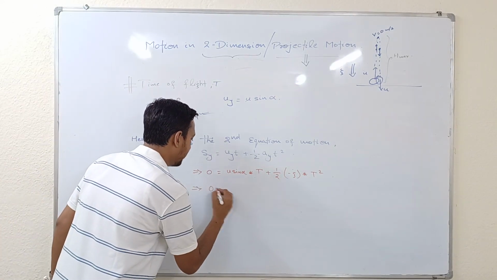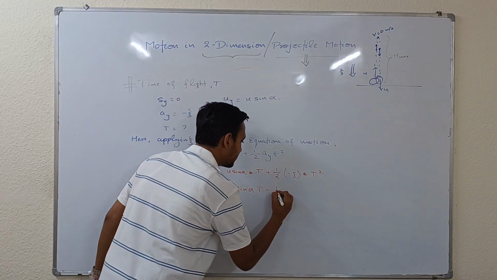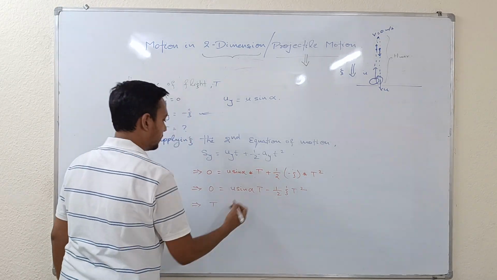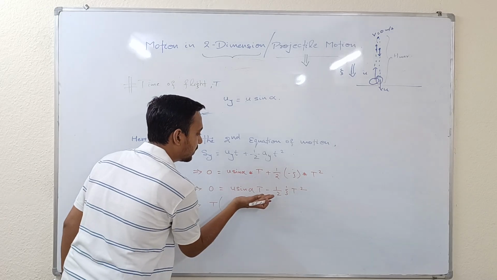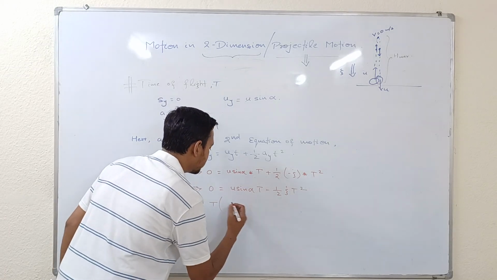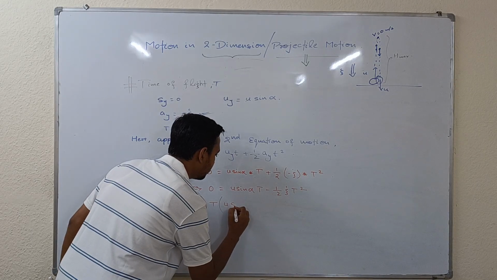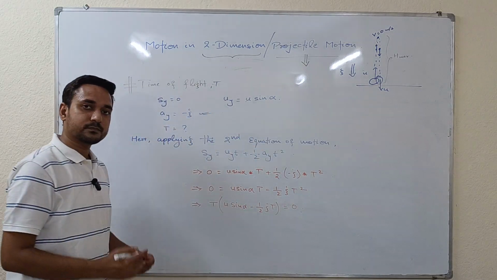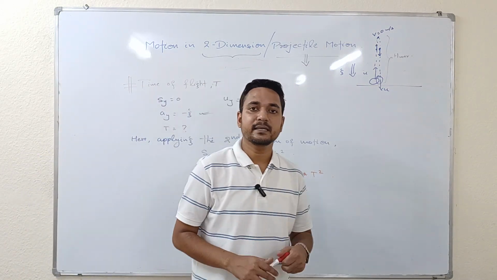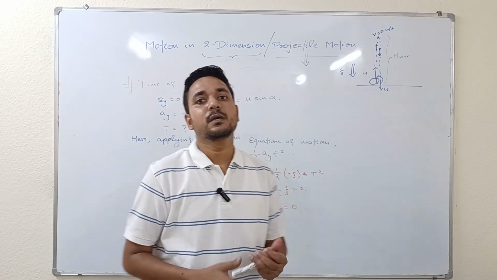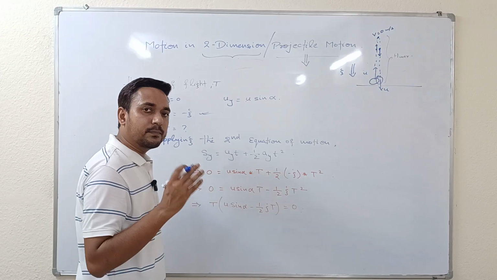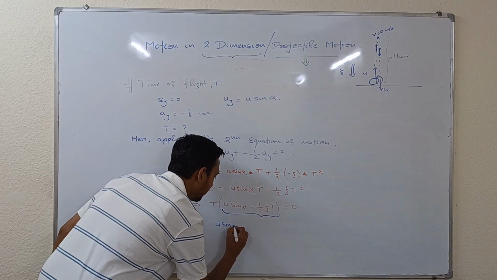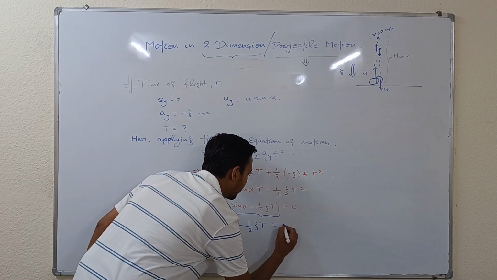So simplifying this equation, u sin alpha t minus half g T square. Taking total time t as common from both components, it will become u sin alpha minus half g t is equal to 0. Since we have seen that in a projectile, the time of flight will never be equal to 0, the only thing that can become 0 is this component. So equating u sin alpha minus half g t equal to 0.